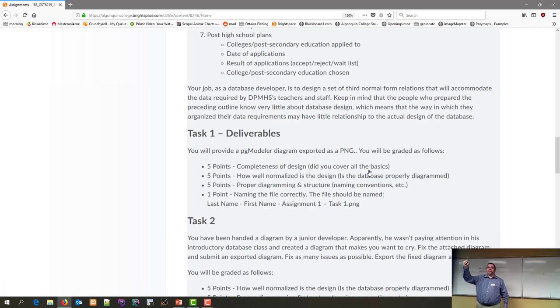Name the file correctly. I guarantee 25% of you will lose that point. Prove me wrong. Because historically, it's been higher than 25%. And it's the best. I go, ha, that's funny, zero. Because I actually do this whole point at the front where I talk about what's done a good chunk of the group. Now, back to the 5 points for the diagramming and the structure, naming conventions, etc.